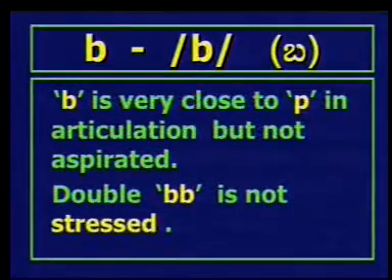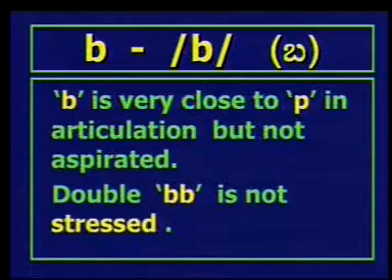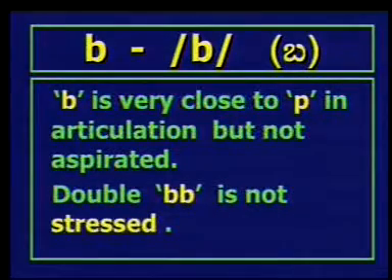So we go on to the next sound, that is B. B is very close to P in articulation. Articulation is the way we say how the sound comes out. That's called articulation, but B is not aspirated. P, as I told you before, is aspirated in the beginning. We say pit, but not bit. That variation is only in Telugu language. It is not there in English, please. And the double B is not to be stressed.